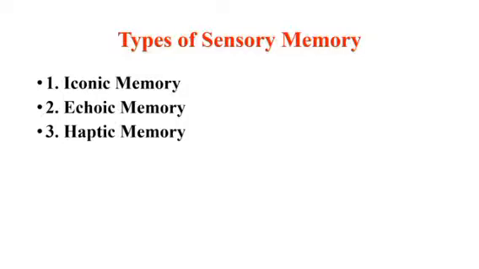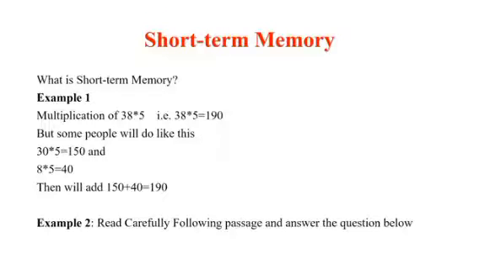Next, short term memory. So what is short term memory? Short term memory, or short, means less time, temporarily. If we have to store the data for a short time, then we memorize it in short term memory. Also, if you want to recall any information temporarily, you can memorize it in short term memory. By taking an example, we can see where the short term memory is used.